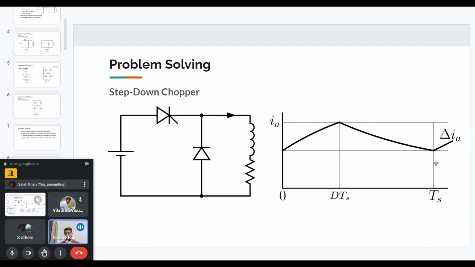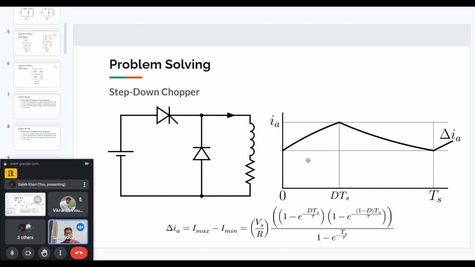So this delta IA is the ripple current, and the peak to peak will be the maximum value of the ripple current. In the course, it was shown that the value of delta IA, which is I max minus I minimum, is given by this equation. In this equation, we have the supply voltage, the load resistance, and some exponential terms, and we require the duty, the switching period, and tau.